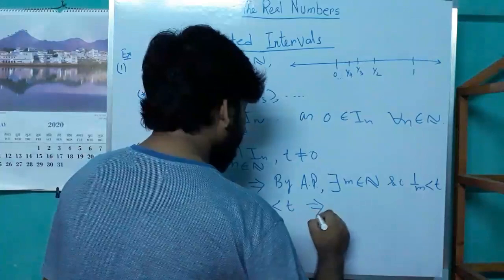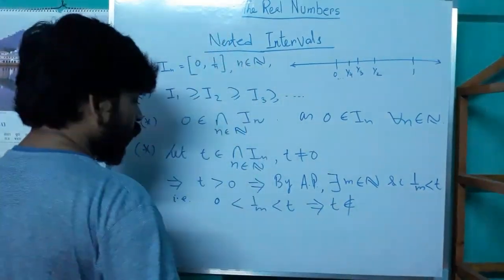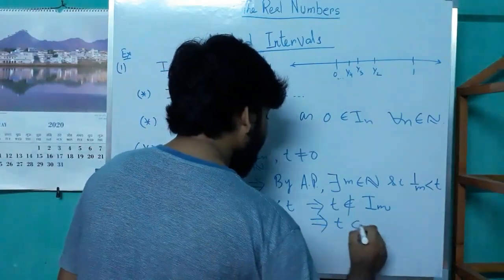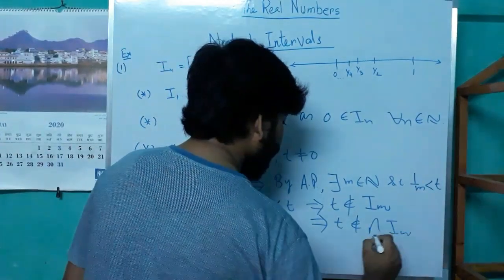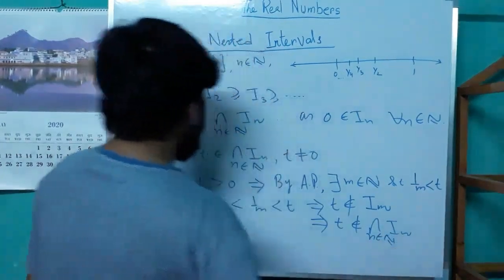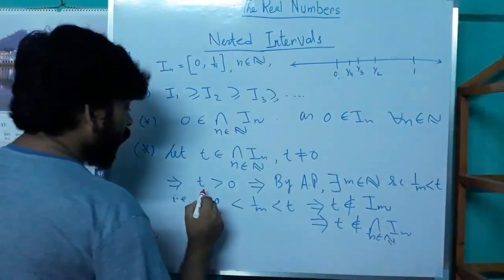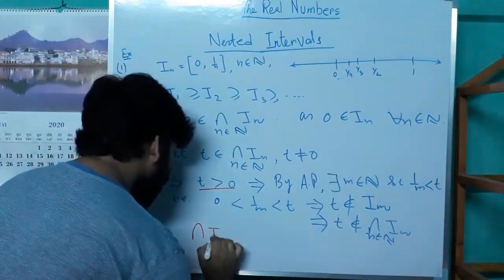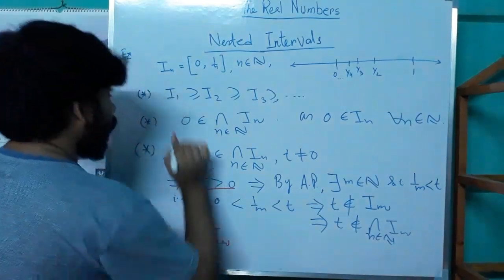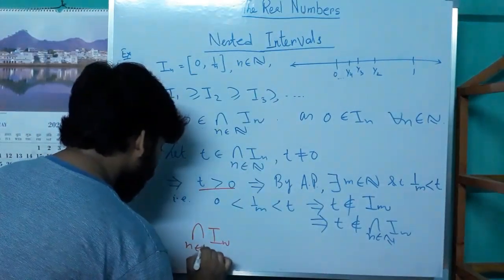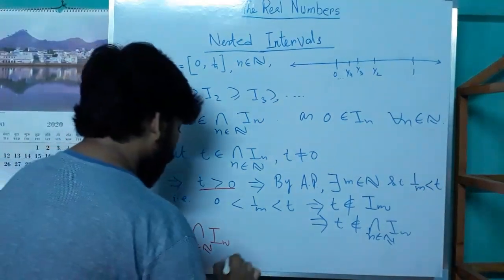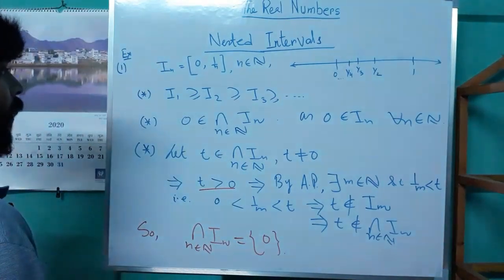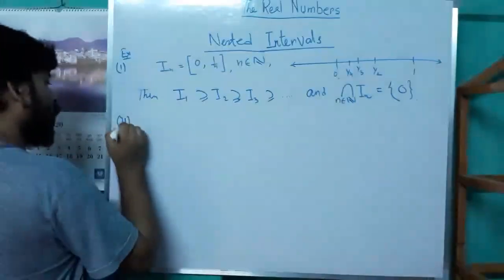So this implies that t does not belong to Im, and this implies that t does not belong to the intersection over n belongs to script N. So t cannot be strictly positive, that is, t must be 0. So the intersection of the collection of intervals is the singleton set {0}.